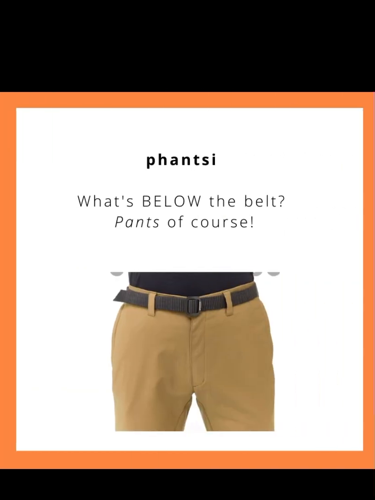So what's below the belt? Well, the pants, of course. Panzi. Panzi is below or underneath.